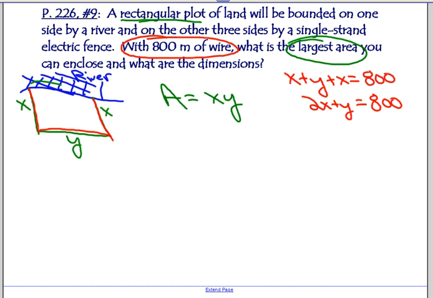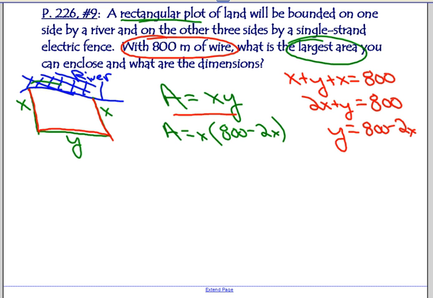I look back at my original equation. Area equals x times y. Is it better to solve for x or y? Maybe slightly better to solve for y. y is 800 minus 2x. Now I come back to my area equation, and I've got area equals x, I'll take out the y and put 800 minus 2x. Let's distribute. It looks like 800x minus 2x squared. Okay, that's my formula for area.